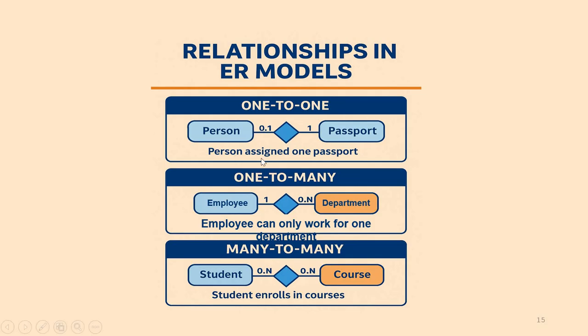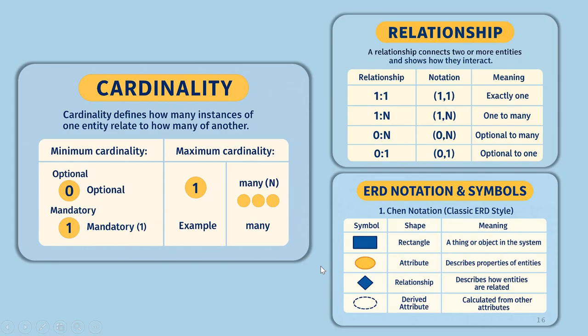So the numbers that we can see here, 1, n, etc., are the cardinalities. We call them the cardinalities, as I already mentioned, 0 for optional, 1 mandatory, and n for many. 1-to-1 is exactly 1, 1-to-n, 1-to-many, or n-to-n, many-to-many, optional to many, optional to 1, etc.